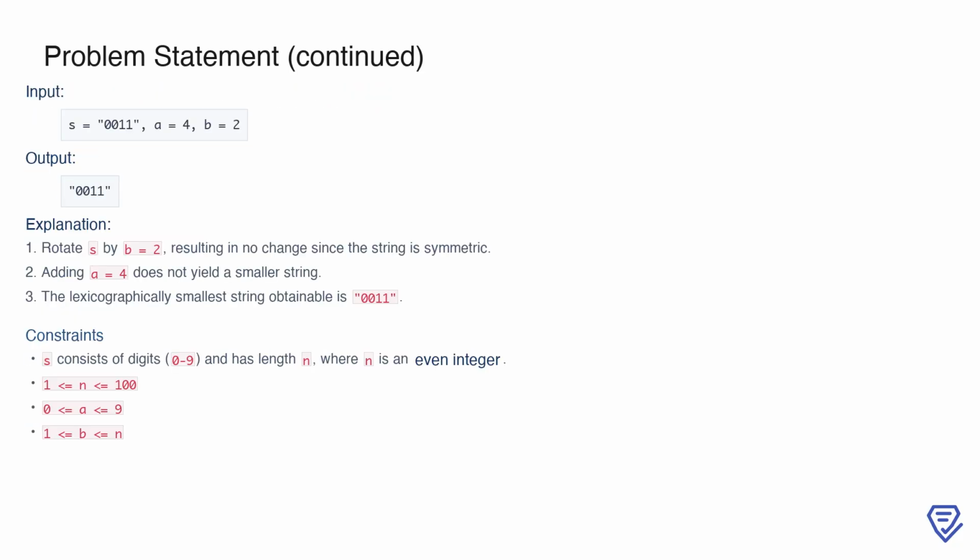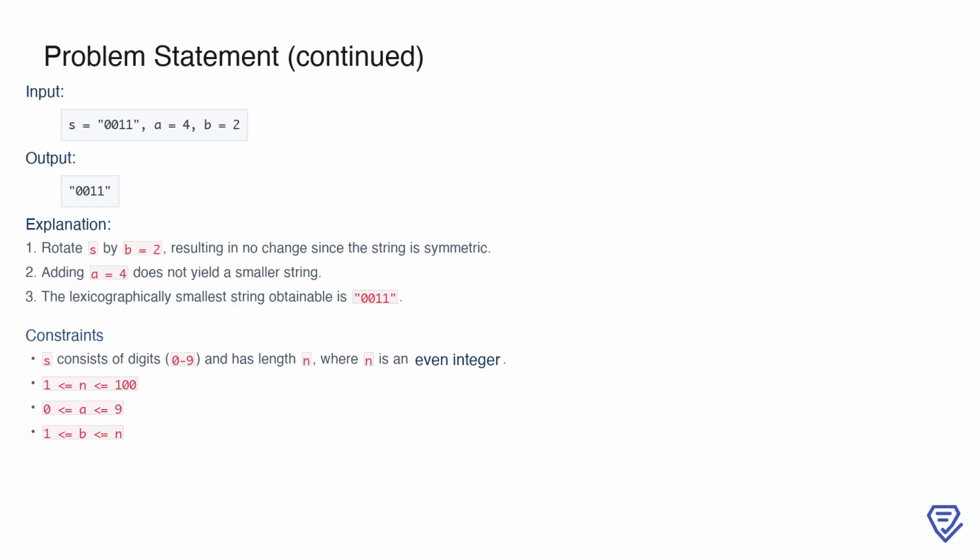For the third example, the input string is S equals 0011, with A equals 4 and B equals 2. Here, rotating the string by 2 positions does not change its arrangement because the string is symmetric, so it remains 0011. When we attempt to add A equals 4 to the odd indexed digits, the resulting strings are not lexicographically smaller than the original. Therefore, the smallest string obtainable remains as 0011. These examples highlight how the operations interact and how we evaluate the lexicographical order to determine the result.